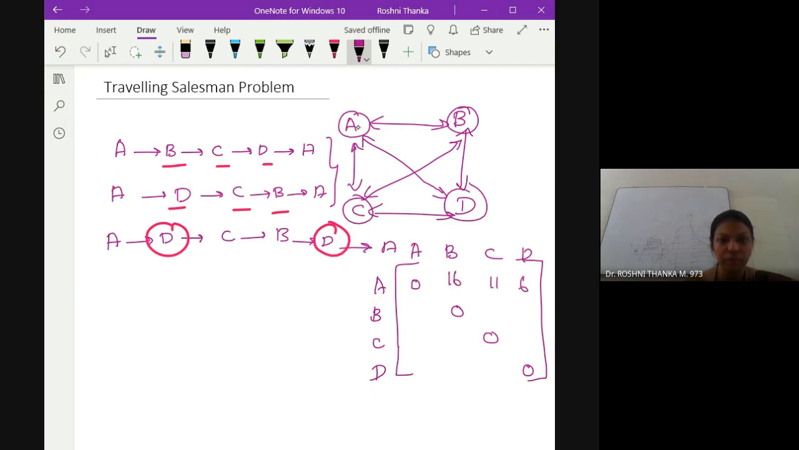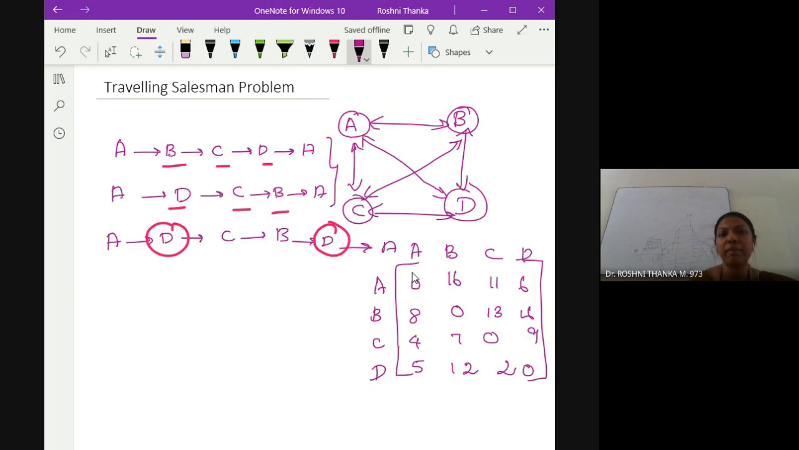The cost of traveling from B to A is given as 8, then 13, 16, 4, 7, and finally 9. Here it is 5, 12, and 2. So this is the cost of traveling from one point to another. For example, since it is bidirectional, I can go from A to B and also B to A. Similarly, I can go from D to A or A to D. So here you can understand the cost of moving from A to B is 16, and the cost of moving from B to A is 8.